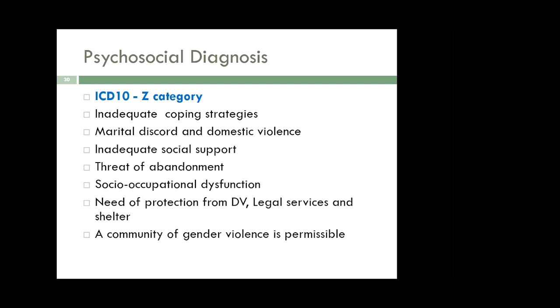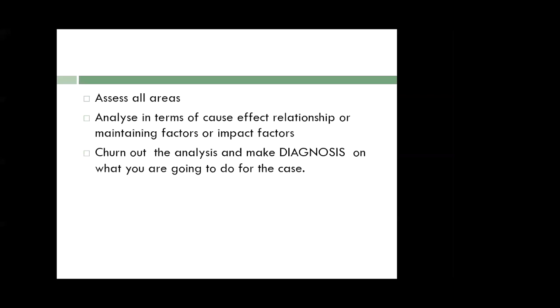Next slide. So when we try to analyze or formulate, what we need to do is assess all the areas. If you miss some areas, your formulation and analysis may be difficult, or you may miss a major chunk of work with the client. So maybe we can try to analyze in terms of cause-effect relationship, or maintaining factor, or impact factor. You can use it in any way, but try to incorporate all the factors.